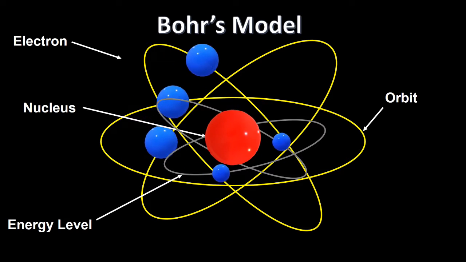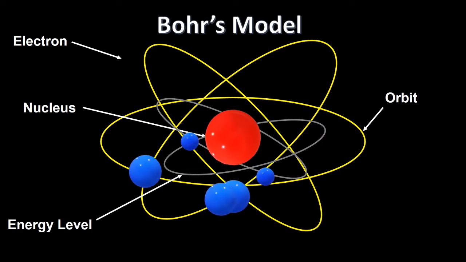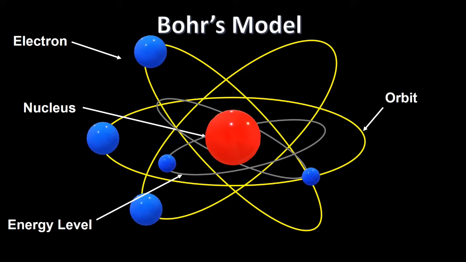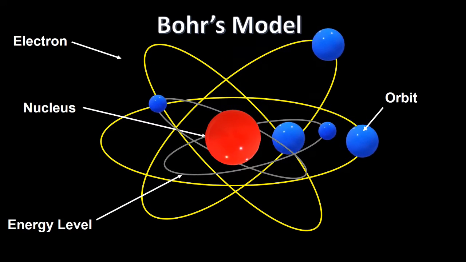Bohr's atomic model represents electrons orbiting around the nucleus of an atom in circular or elliptic orbits. The electrons have specific orbits and distinct orbital levels. When an electron gains energy, it becomes excited and jumps to a higher energy level.